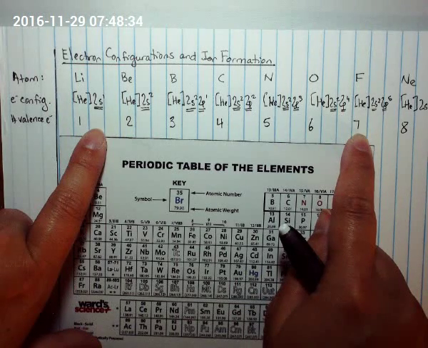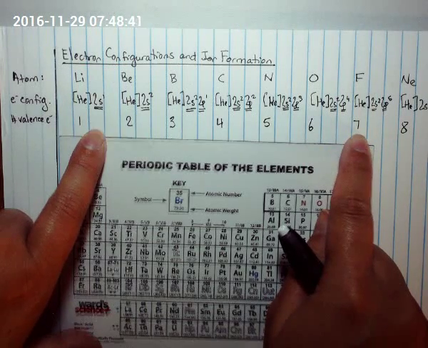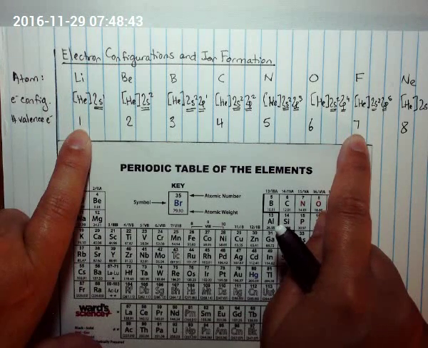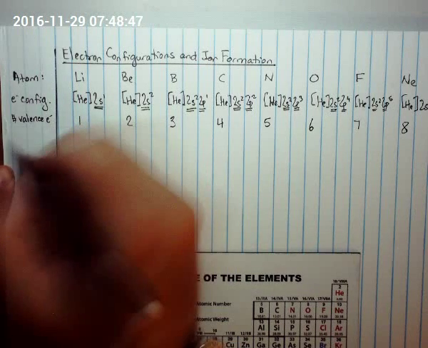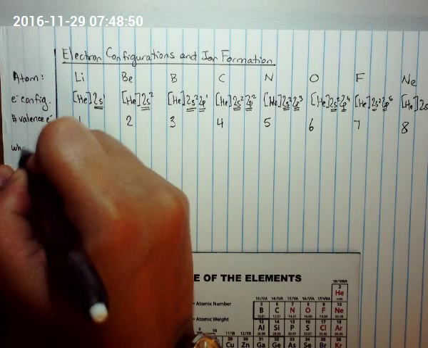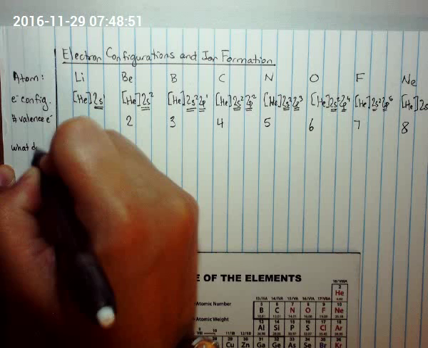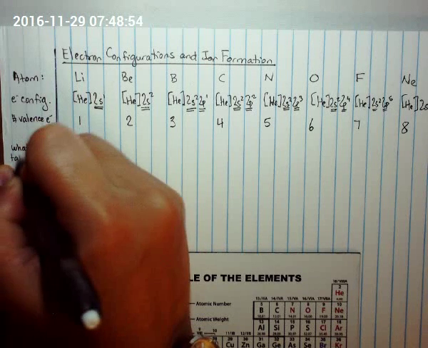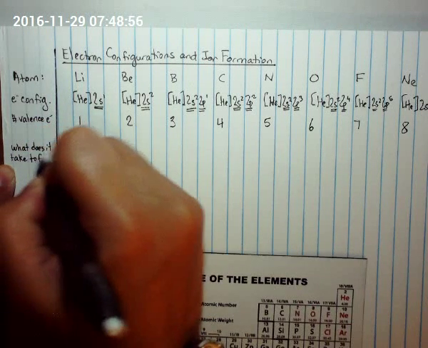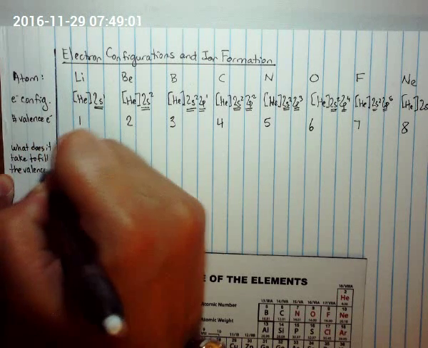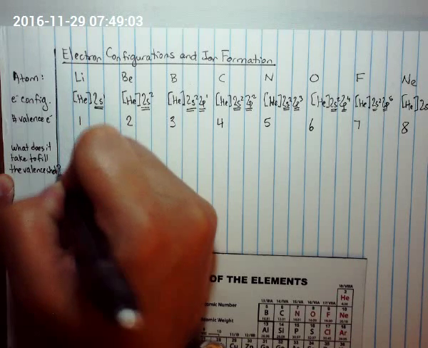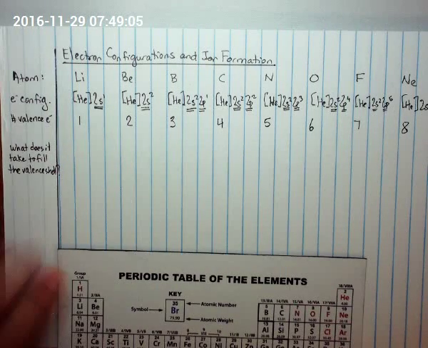Because their outermost shell isn't full. And so in nature, what they're going to do is turn into ions instead, all right? And so what are they going to do to become an ion? So over here on the left-hand side, again in my margin, I'm going to write, what does it take to fill the valence shell? Question mark. All right.